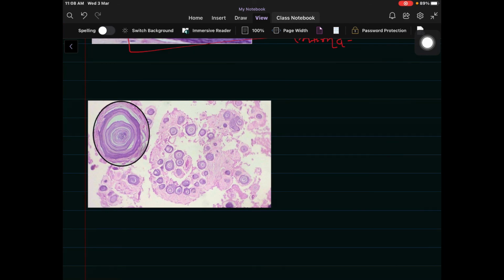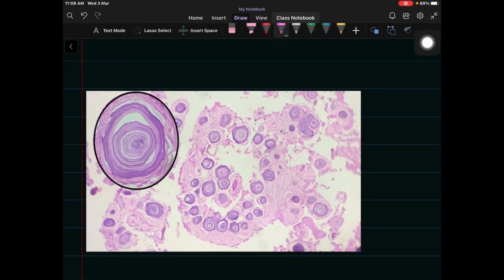Now last but not least, the Psammoma bodies. As we discussed, Psammoma bodies give the concentric lamellar deposition of the calcium. So in the picture we can clearly see the concentric lamination of the calcium deposition. We can see the circular deposition of the calcium within the tissue.